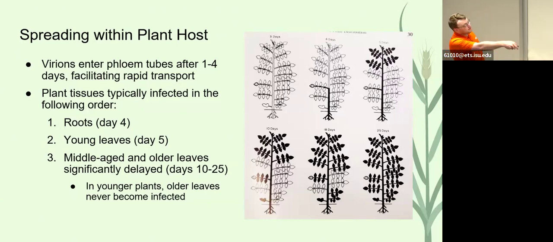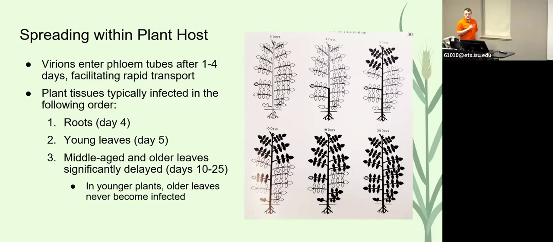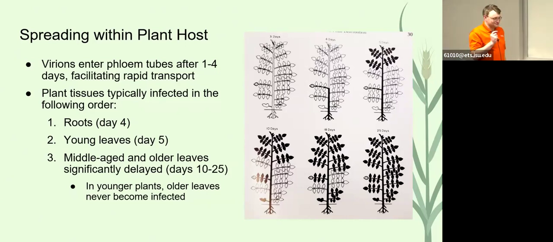But over a period of several days, the virus is able to travel throughout the entire plant. And it's not just plasmodesmata to plasmodesmata. Questions so far? All right. Sorry, I've been kind of blowing through this.